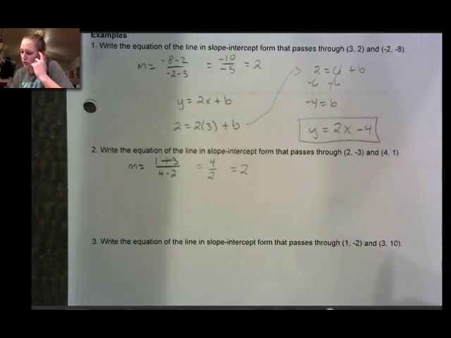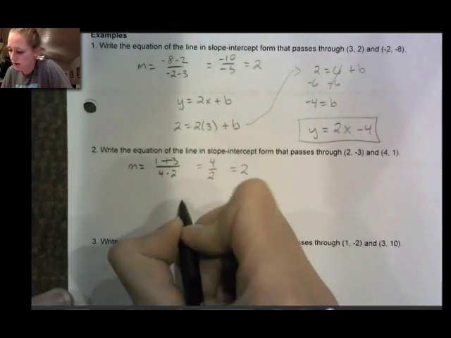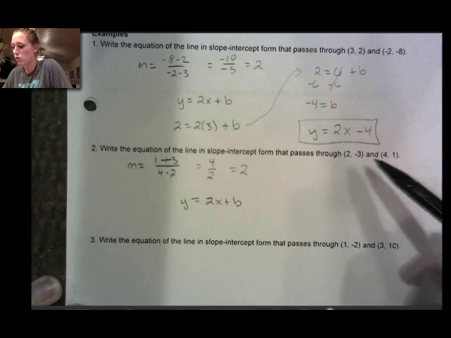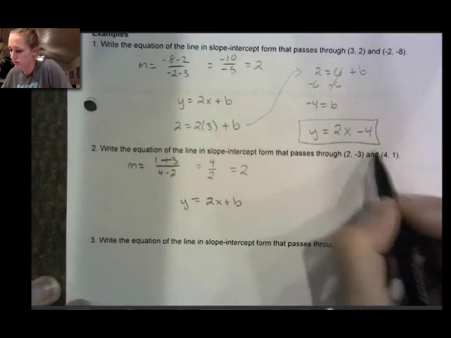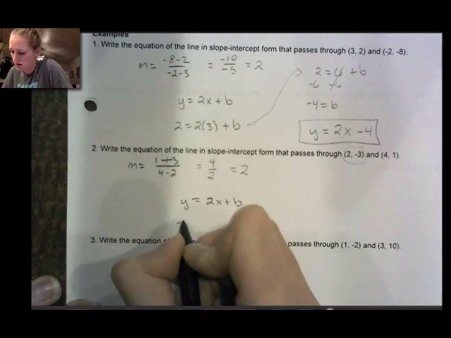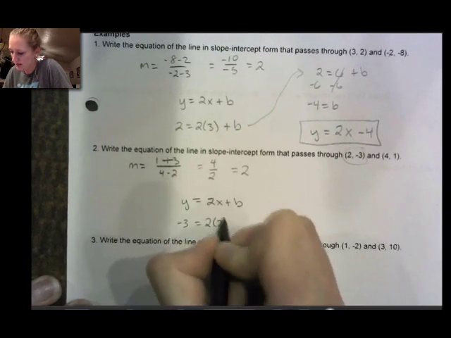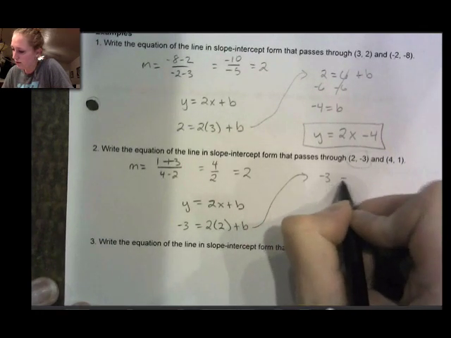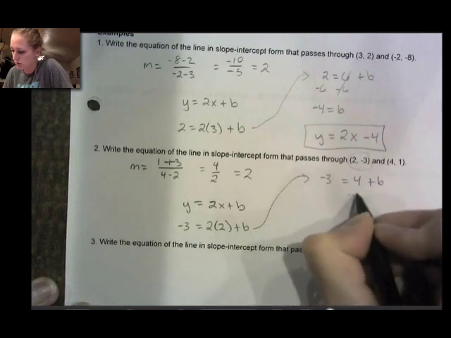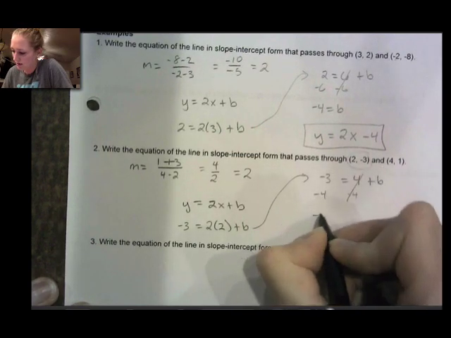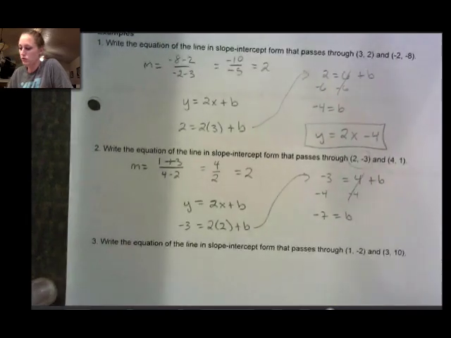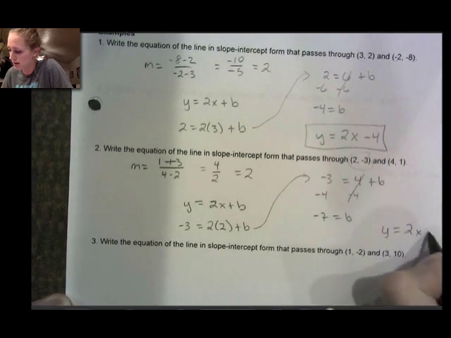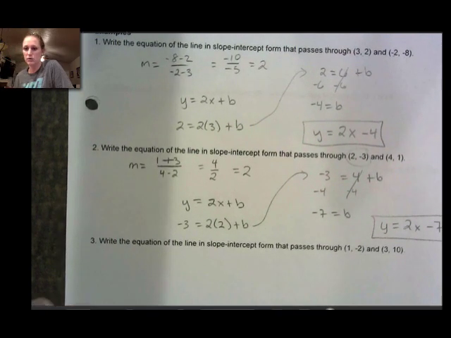All right, and then we need it to go through a specific point. So I'm going to write my equation, but I don't know b, so we're going to pick one of these points to use to find b. So I'm going to use that first one again. -3 is y, 2 is my x, and we're going to solve for b. So when I do that simplifying, I get -3 equals 4 plus b, subtract 4. -7 is equal to b. So we have m is 2, b is -7. We can write our equation. 2x minus 7 equals y.